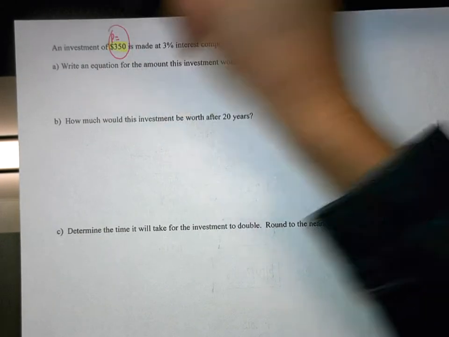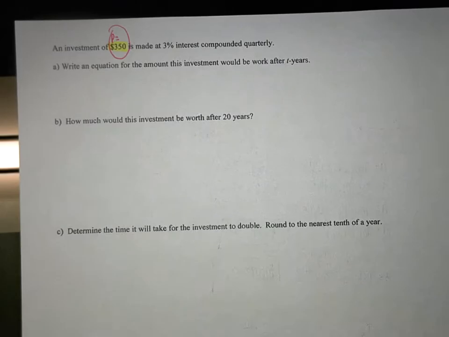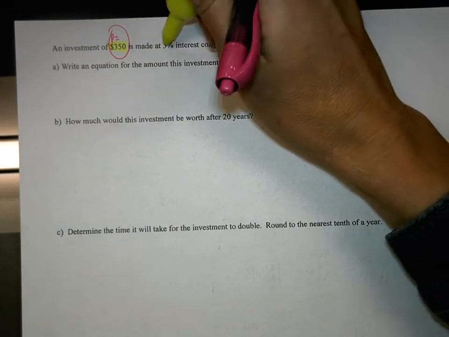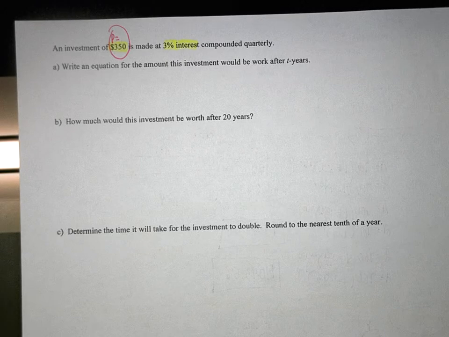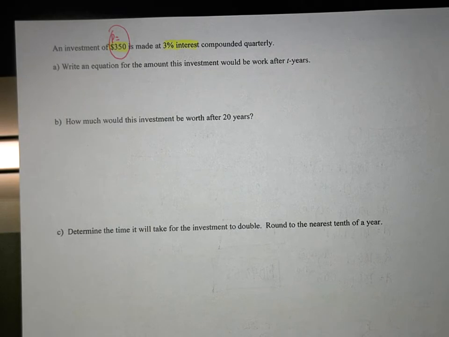Okay? Is made at 3% interest. We're going to go ahead and just do that. That doesn't say rate, but 3% interest. They're talking about the rate. And how would I write that?